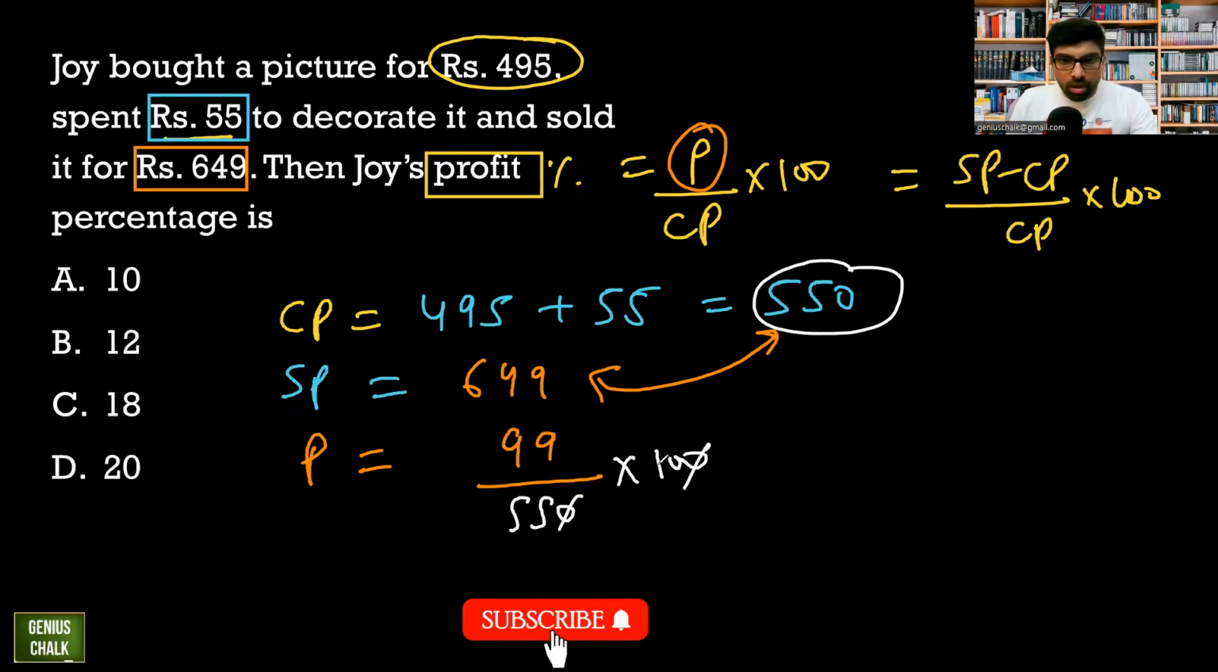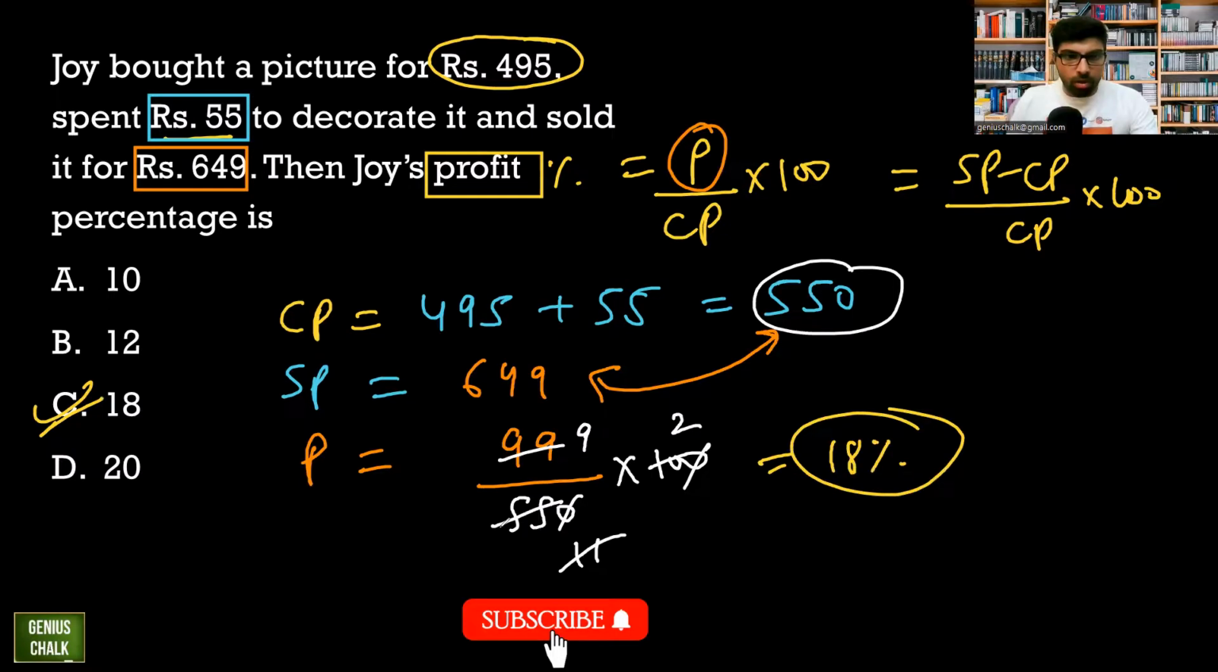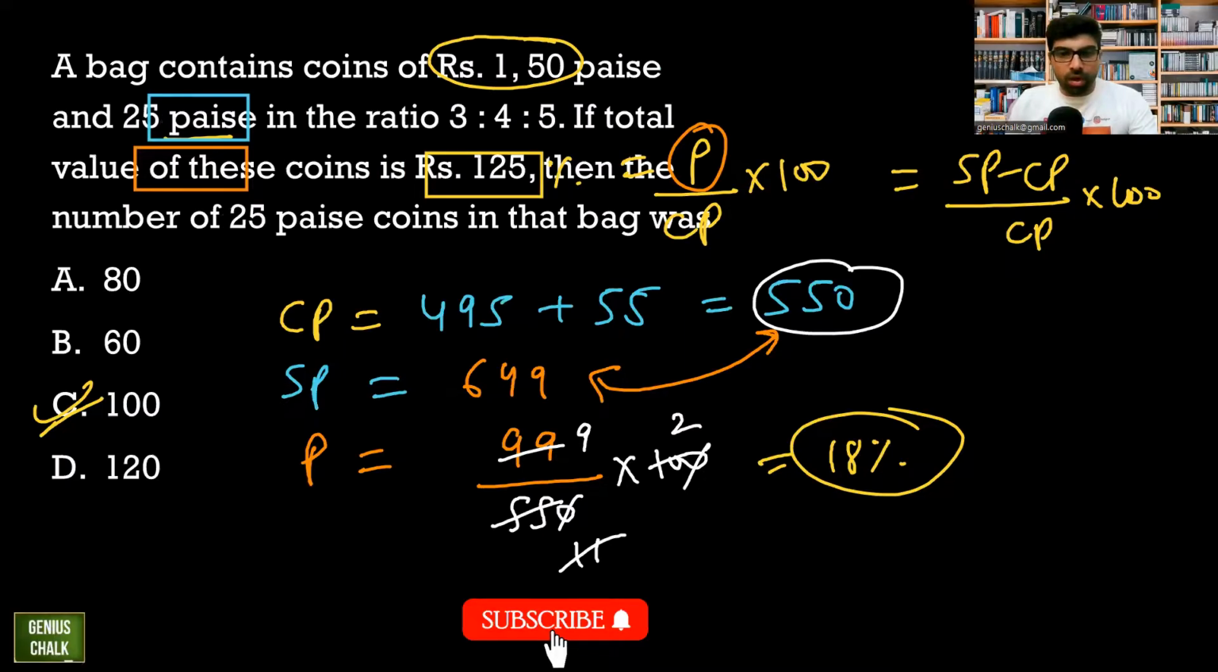So 0 0 cancel. 5 2s are 5, 11s are 11, 9s are 9, 2s are... The answer is 18. That is option C. So 18% is the profit. Basic question of profit and loss.